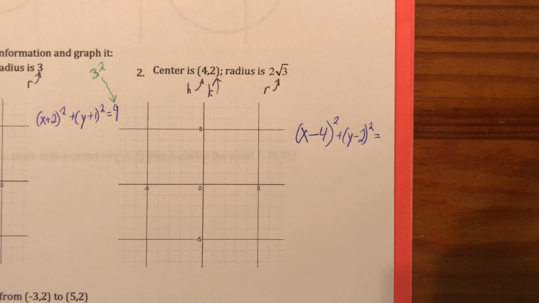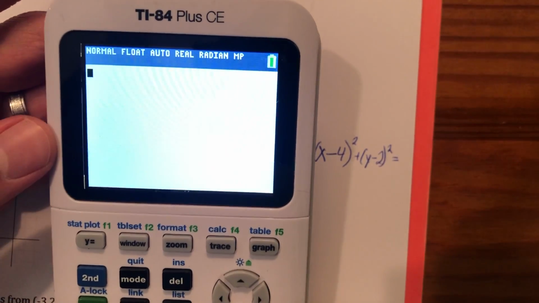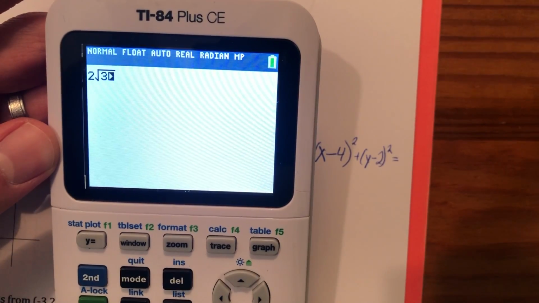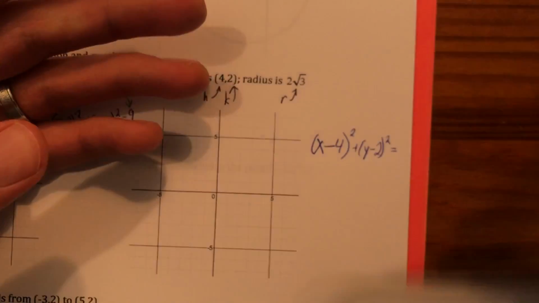So here we go. Let's start tinkering a little bit here. I need to square 2 times the square root of 3. Now, if you want to, just to gain a little perspective of what 2 times the square root of 3 is, it's really 3.46, about 3.5, okay? That's not what I want.